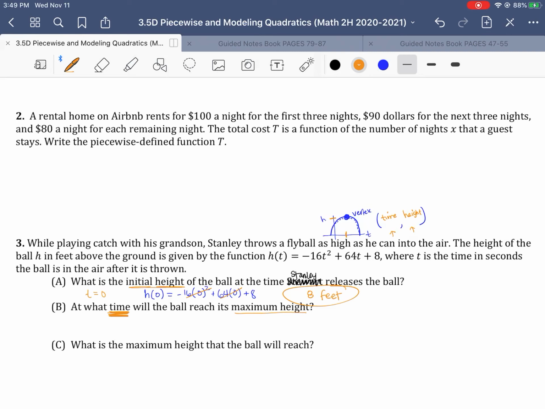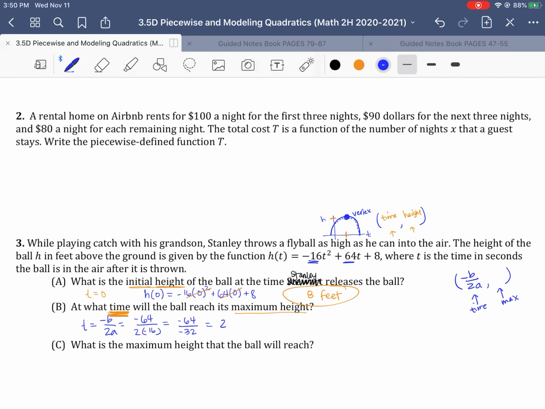Then it asks us, at what time? Time means the x value of the maximum height, so the x value of the vertex. Now remember, if the function is in standard form, then to find the vertex, we did negative b over 2a. That was the x value of the vertex, so that can give me the time at which my maximum is going to occur. So time is negative b over 2a. If I look at my b value, that would be 64. So negative 64 over 2 times the a value, negative 16, is equal to negative 64 over negative 32. So 64 over 32 would be 2.